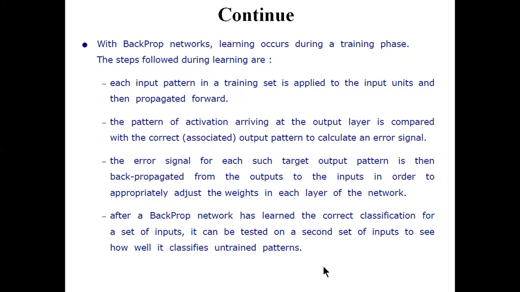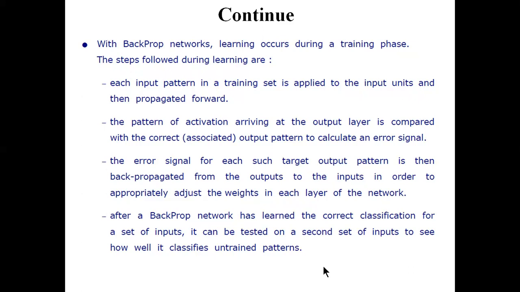In the case of a backpropagation network, learning occurs during a training phase, and there are some simple steps during the learning. Those steps are given below. Each input pattern in a training set is applied to the input units and then propagated in the forward direction, as we already mentioned. Next, the pattern of activation arriving at the output layer is compared with the target value pattern to calculate an error signal. This error signal for each target output pattern is then backpropagated from the output to the input in order to appropriately adjust the weights in each layer of the network.